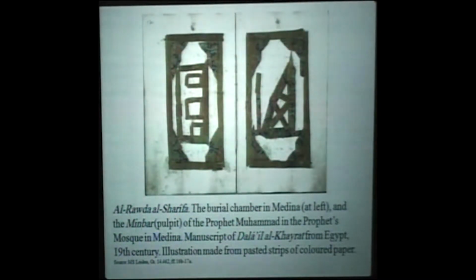I'll show you one or two more. Here it is even more simple. This is not even a painting, this is pasted paper on an open double page in a manuscript of the Dala'il al-Khayrat. Very simply done, but conveying the same idea. Something has gone wrong, it is different. The order here is in reverse. Here the burial chamber is at the left and the pulpit at the right, but otherwise the same idea is given here.